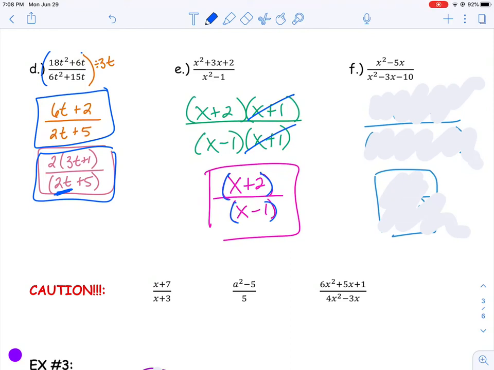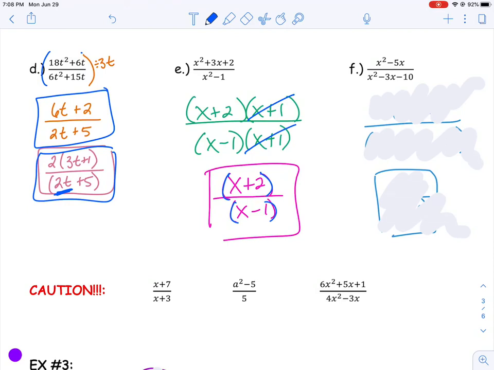Let's look at F. 1, 2, 3, 4, 5. I see 2 terms on the top and 3 terms on the bottom, 5 different terms. I looked for a GCF of all 5 terms and I couldn't find one. I couldn't find anything I could take out or simplify for all 5. So let's try our factoring technique.